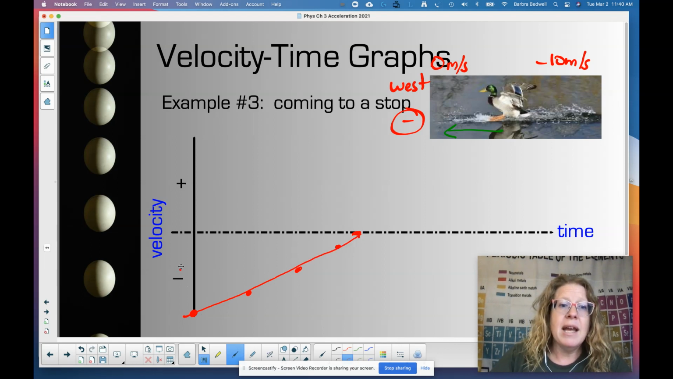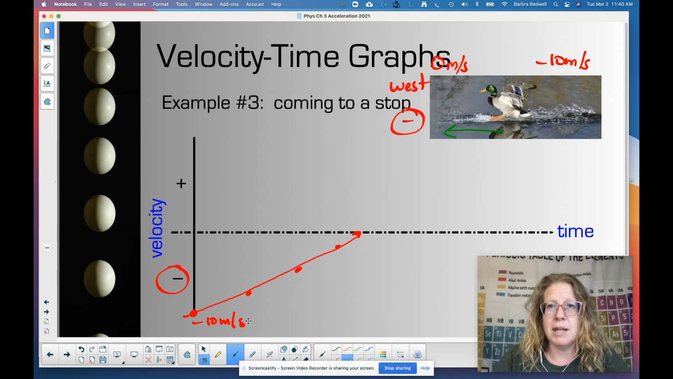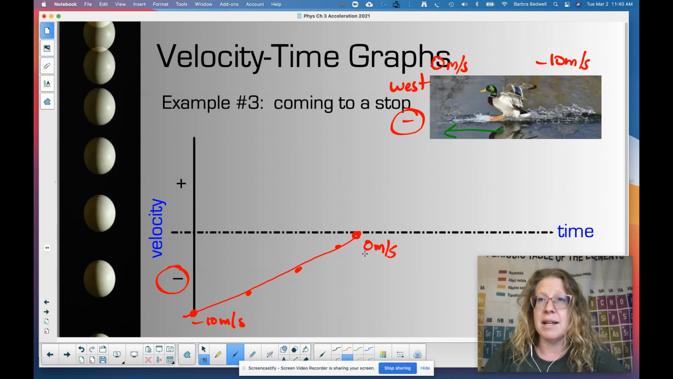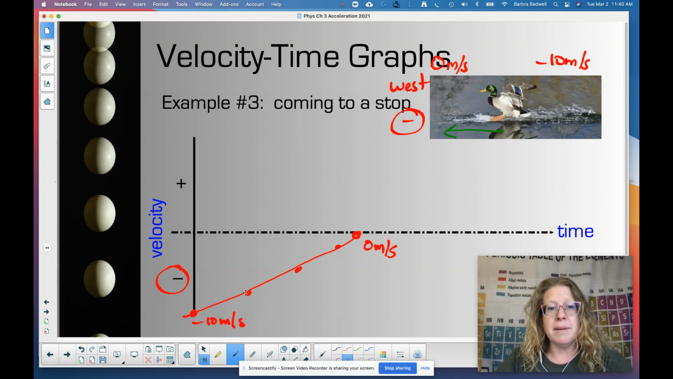And that would mean he's starting with a negative velocity, negative 10 meters per second. He's going west as opposed to east. If I call west the negative direction, he's going 10, 7, 5, 2. And then here he's going 0 meters per second. He has stopped when he's at that zero line. That's what that means. So now what does this mean?